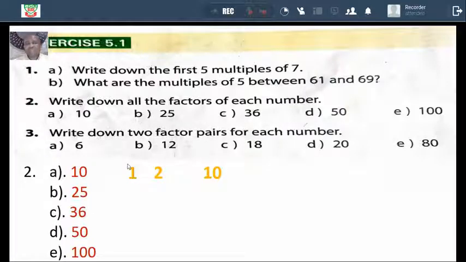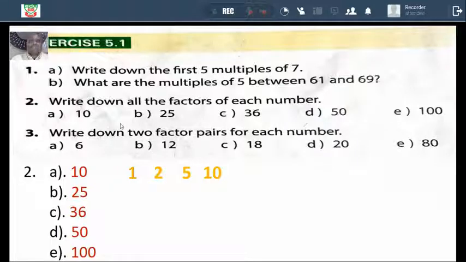We can check that by dividing 10 by 5. So 10 divided by 5 is 2. So 5 gives us exactly 2 when you divide it into 10. So it means 5 is another factor. So far, so good. Now let's look at number B.